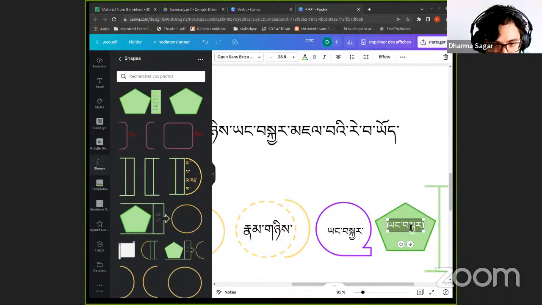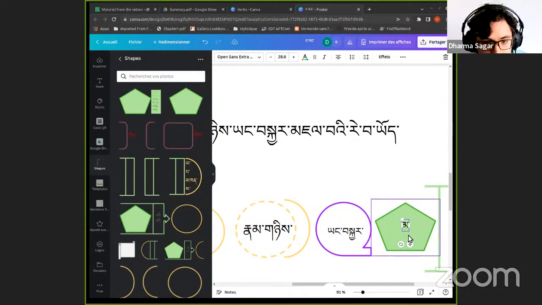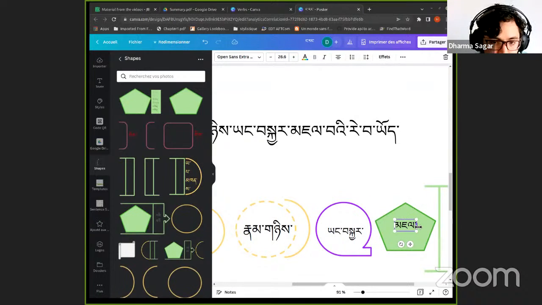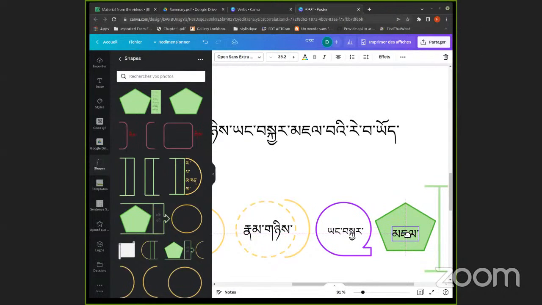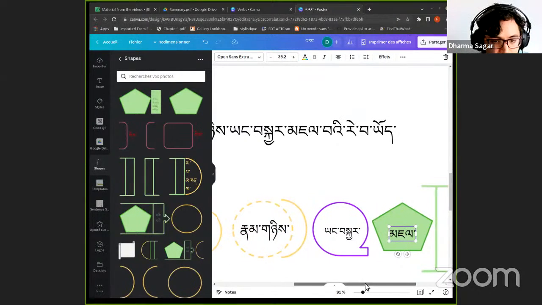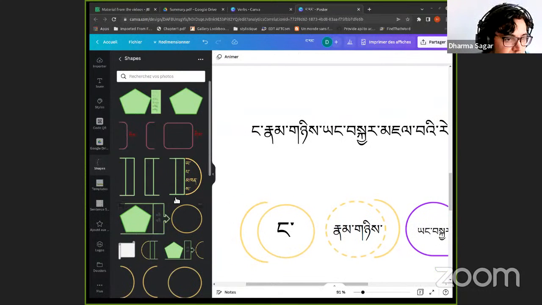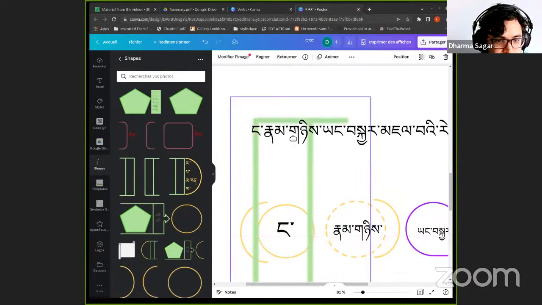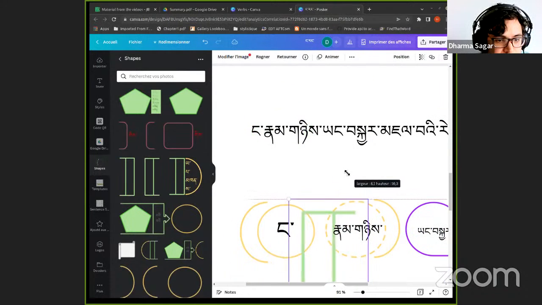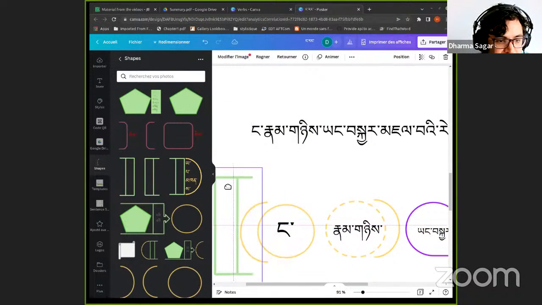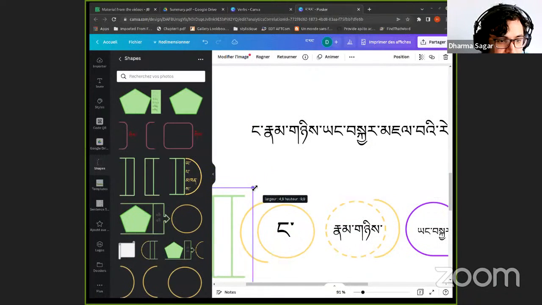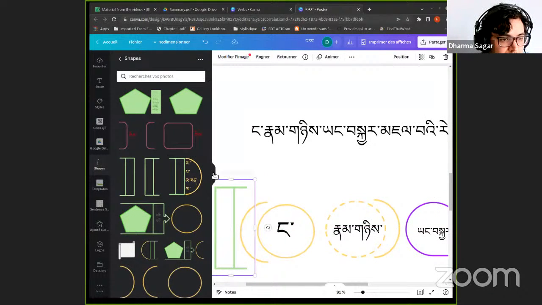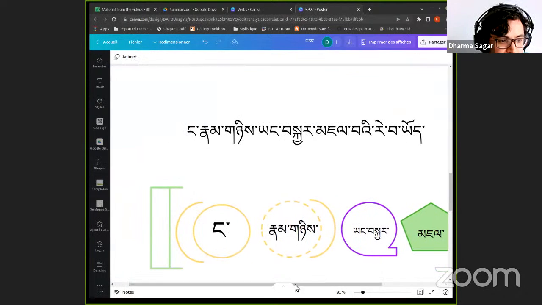Put it here and replace it with gel. Let's make it a little bit bigger. And so this is a sentence. Let's now have a look at it, just this much.